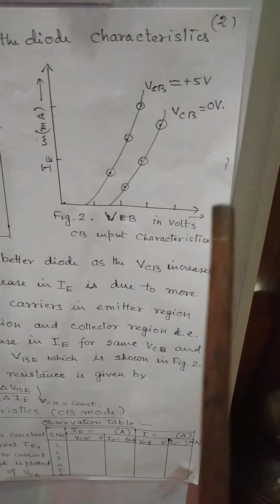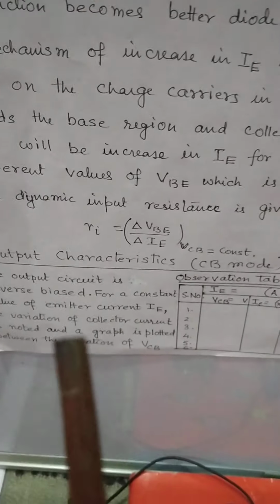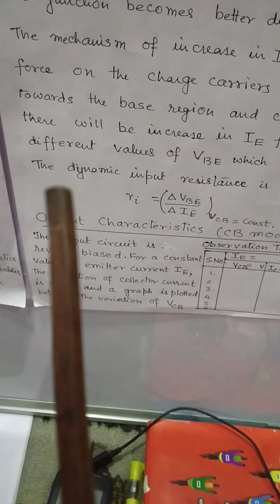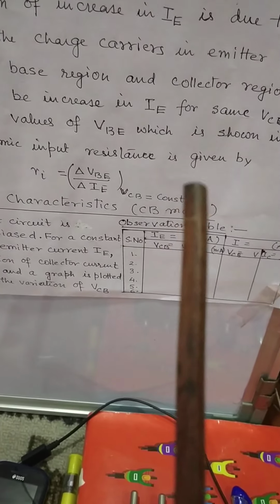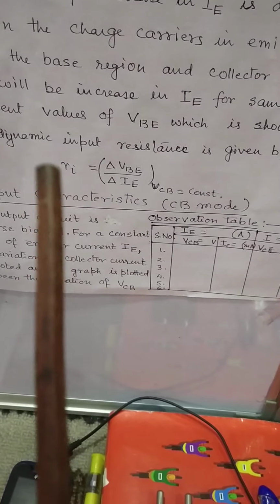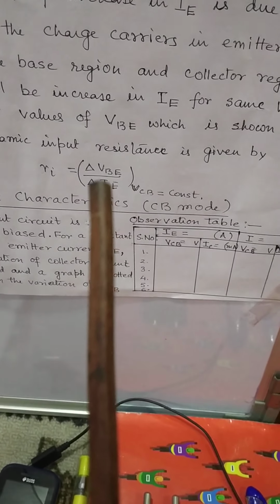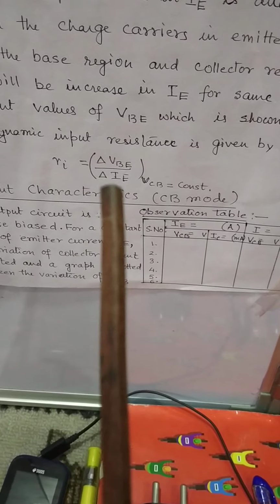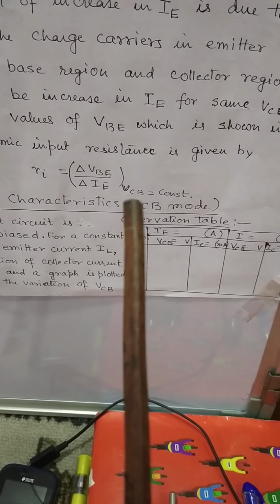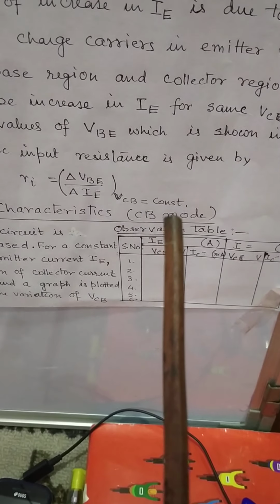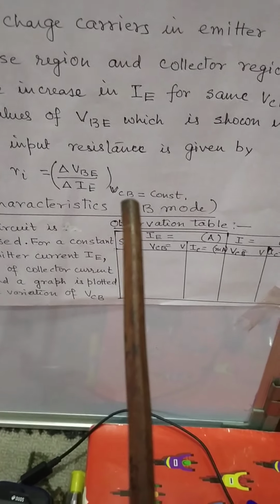This is figure 2. Now the dynamic input resistance is given by Ri, which is given by delta IBE upon delta IE for a constant value of VCB, that is a constant value of collector base voltage.